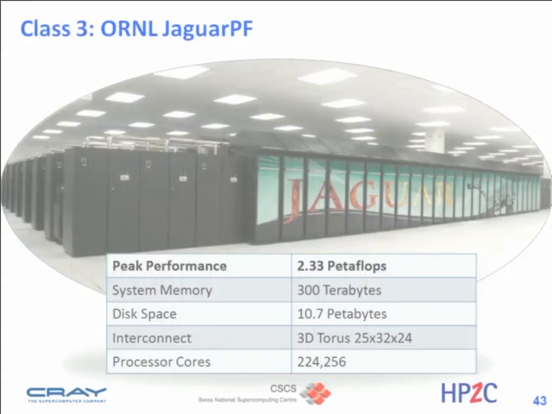Then you have these extra large machines which have a very different topology. It's 25 by 32 by 24. This is the Jaguar PF machines with 224,000 cores.